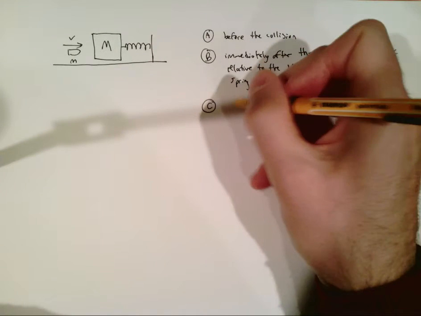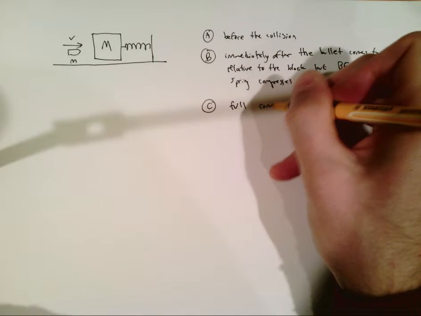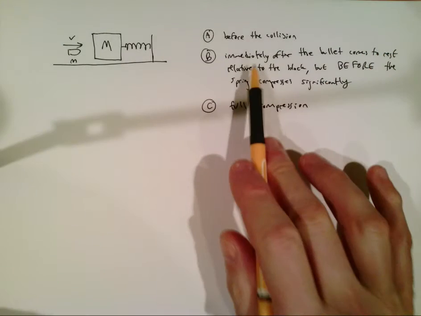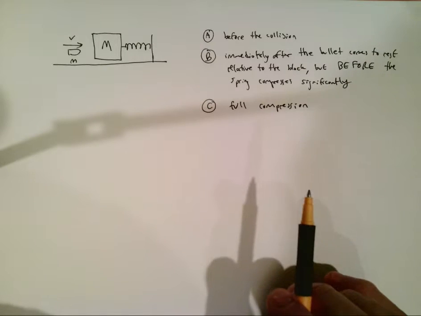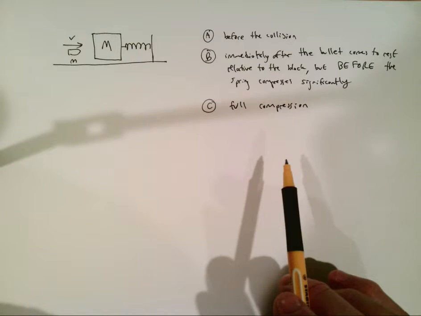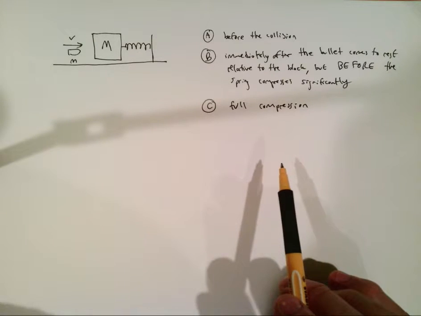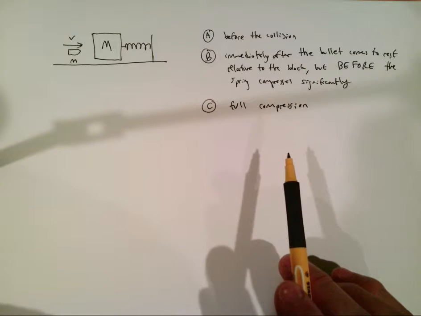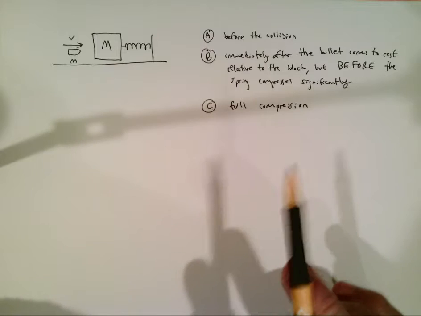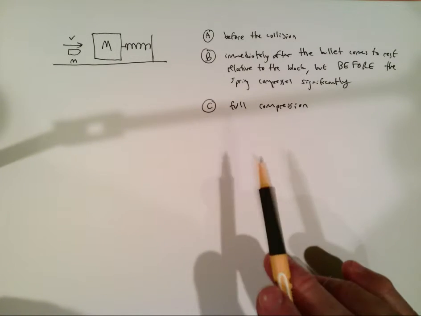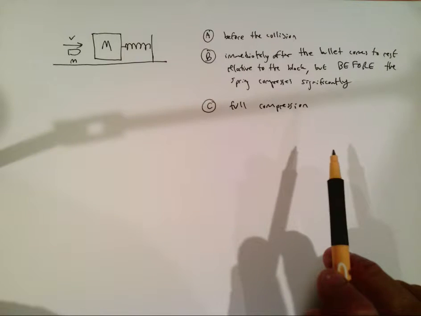C is, let's say, at the full compression of the spring, which is kind of what we're looking for, the amplitude, the full compression of the spring. So back to B. This is one of the tricky things about this type of problem that you might not pick up on as a beginning student. But the only way to solve this is to assume that the collision takes place so quickly, that the bullet comes to a stop within the block so quickly that there hasn't been any time for the spring to start to compress.